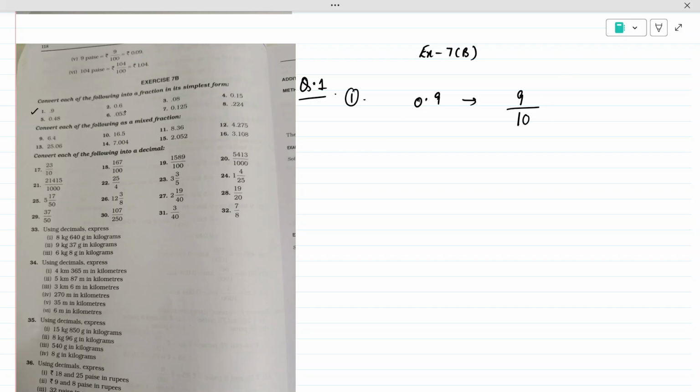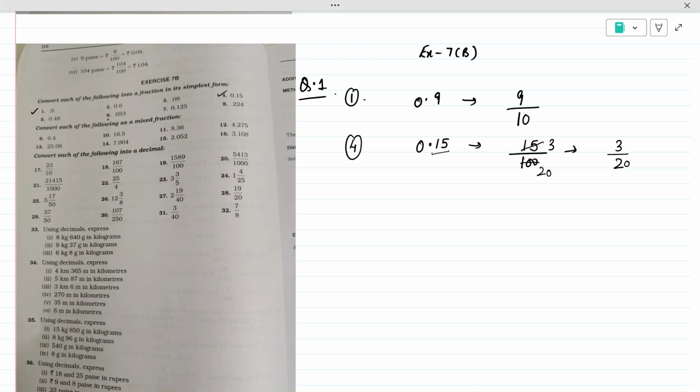Similarly, I am picking 0.15, fourth question here. We have 0.15, which can be represented as 15 divided by 100, as there are two places. This is the normal fraction. Now let us try to reduce to the simplest form. Both of these have 5 as a common factor. So this is 5 into 3 is 15, and 5 into 20 is 100. So we have 3 by 20, and this fraction cannot be reduced further. Okay, so this is done.